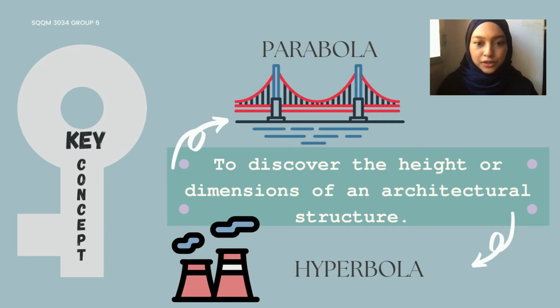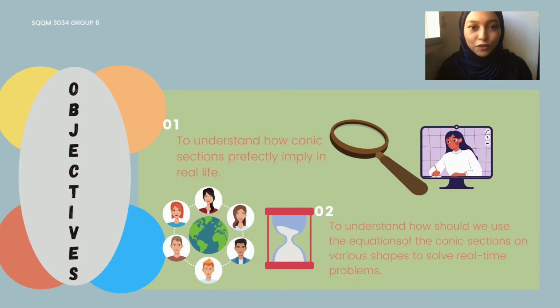Our key concept is to discover the height or dimensions of an architectural structure, such as a bridge or buildings. So the equations of parabola and hyperbola are used to solve the applications on conic sections. Based on the two applications that we discussed, problem 1 uses the application of parabola and problem 2 uses the application of hyperbola. For objectives, we have two.